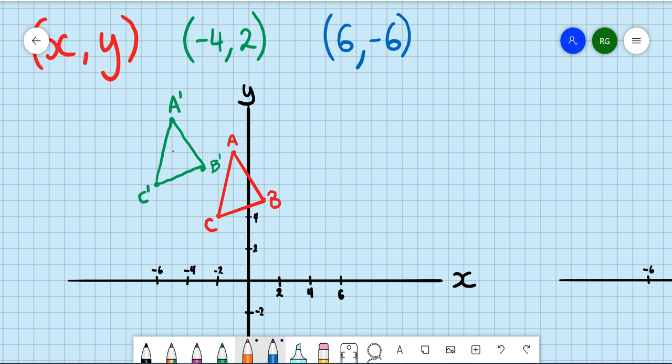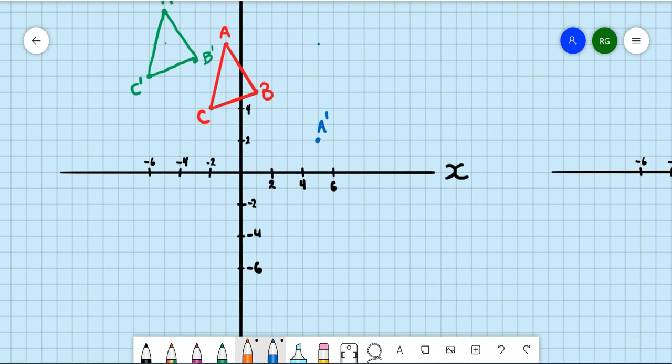If we have a look at the vector that I've drawn in blue, 6 and -6, the same principles apply. We're going to move this from the red triangle. So let's start again with the A position. We're going +6 on the X-axis. So 1, 2, 3, 4, 5, 6. And down 6. 1, 2, 3, 4, 5, 6. Here is my new A point.